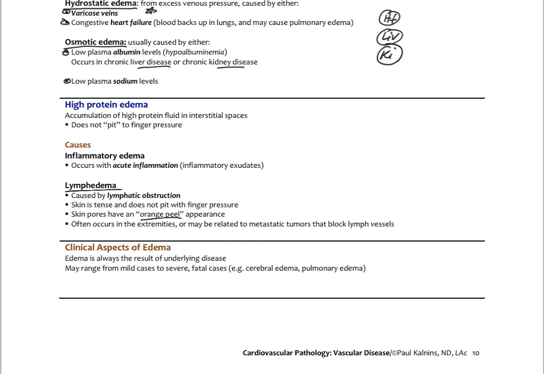So we're always going to think about when we see edema, is this benign? Is it due to varicose veins or something like that? Or is there a more severe reason as to why this is occurring? So the clinical aspects, it's always the result of some underlying disease process. And again, we want to be sure that we're doing a quick differential diagnosis to think that it's not going to be a more severe form that might need a referral out or more specialized care. Okay, so that is edema, a very common clinical scenario that we see.